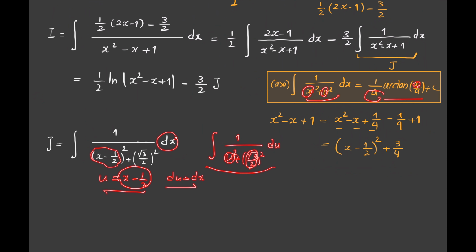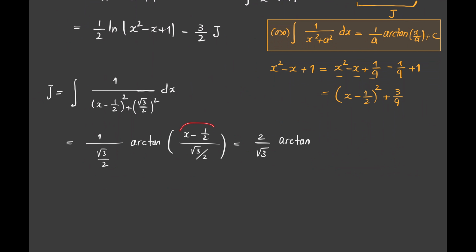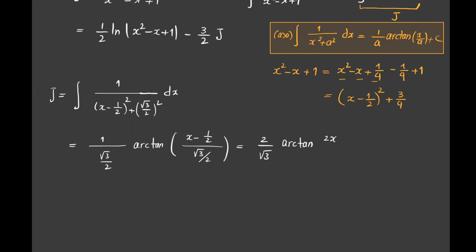Yes? So what happens? This becomes equal to 1 over a, arctangent of u, which is x minus a half, over a, which is this one. And then of course this becomes 2 over square root of 3, and then this becomes arctangent. For simplicity, I multiply everything in this fraction by 2, I rescale it by 2, so the numerator becomes 2x minus 1, the denominator becomes simply square root of 3. So that is my J integral.